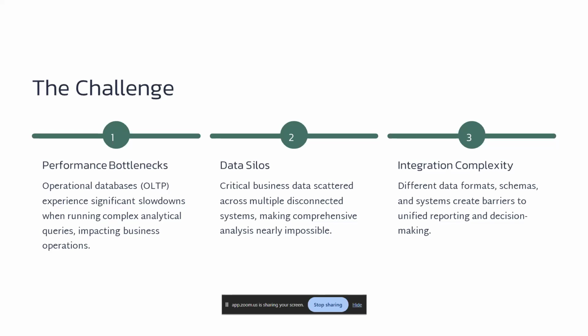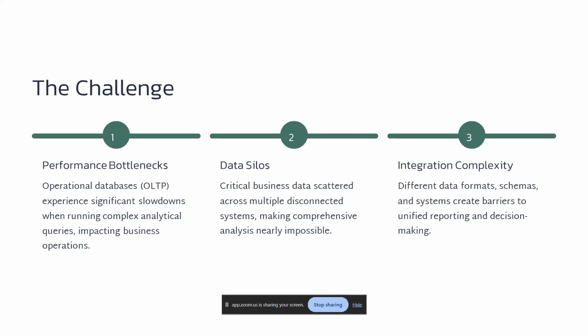The definition is: operational databases like OLTP experience significant slowdowns when running complex analytical queries, impacting business operations. So if you run larger and complex queries in the database, obviously you'll face some issues, because the data warehouse is more capable. It is more capable of running complex queries compared with the database.